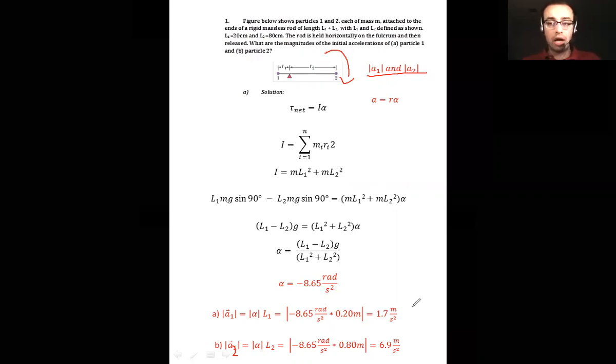So what exactly is this acceleration going to be if we weren't just talking about a magnitude? It all depends on how you define what the positive y-axis is. But you can imagine that the acceleration of 1 is going to be in this upward direction, and the acceleration of 2 is going to be in this downward direction. Sorry, that should be, a2 is going to be going downwards. All right.